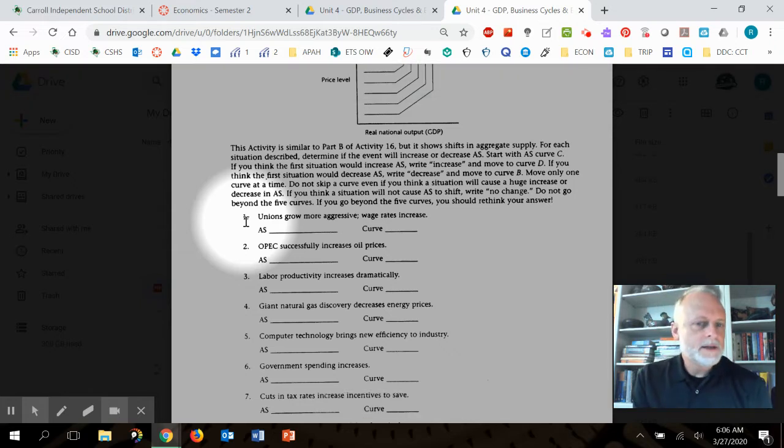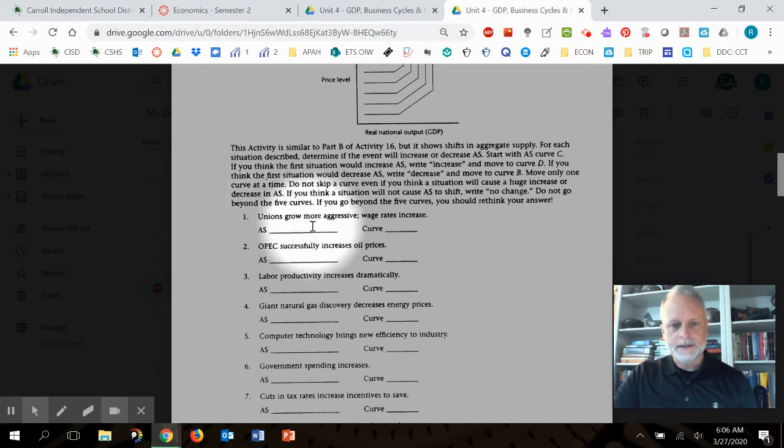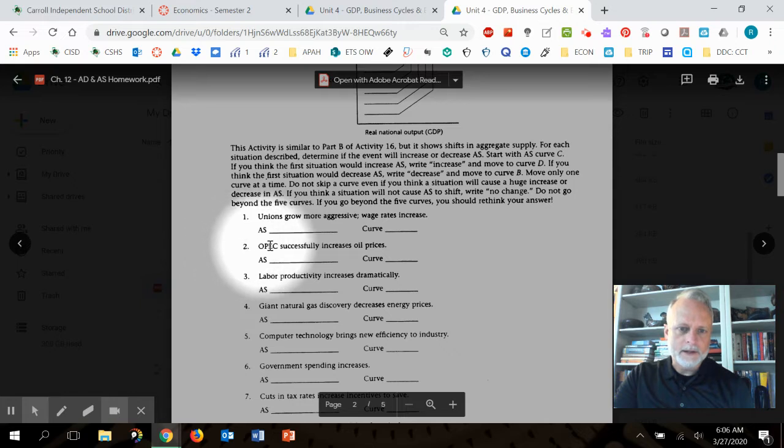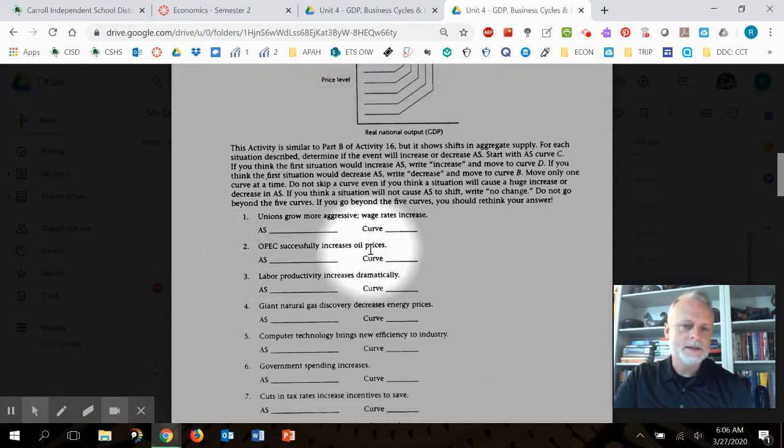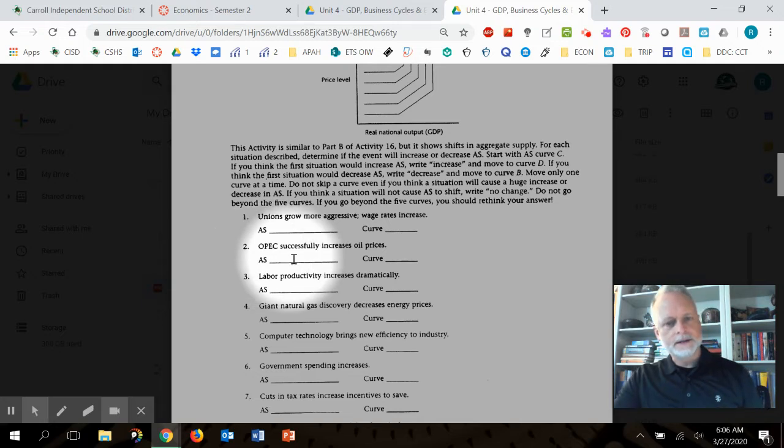On number one, it says unions grow more aggressive, wage rates increase. Well, that means that labor costs are rising, and any increase in resource costs is not going to shift forward. It's going to shift everything backward. So this first one, AS, is a decrease. We go back to curve B. OPEC successfully increases oil prices. That's not good. That's rising costs again. So AS decreases again. We go back to curve A.